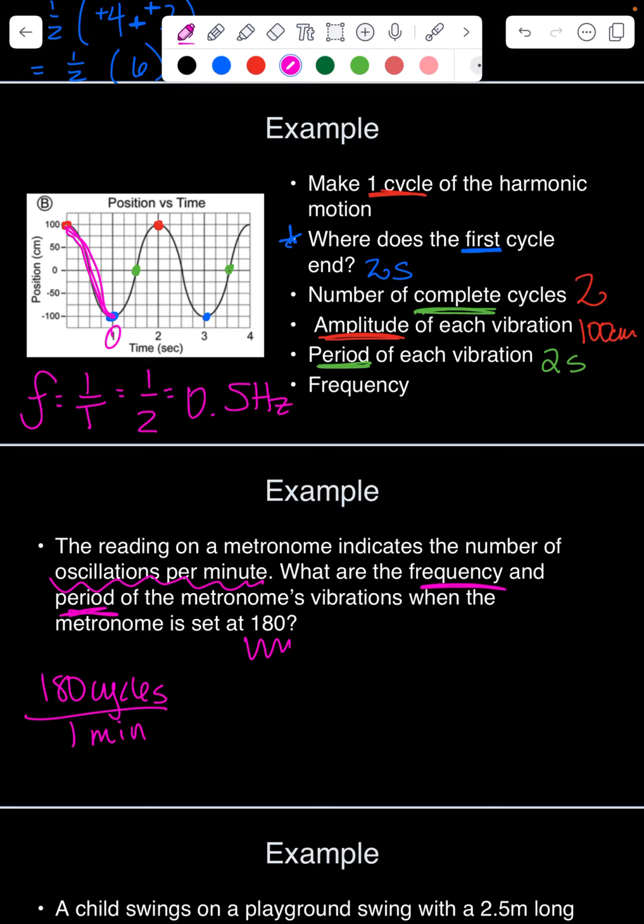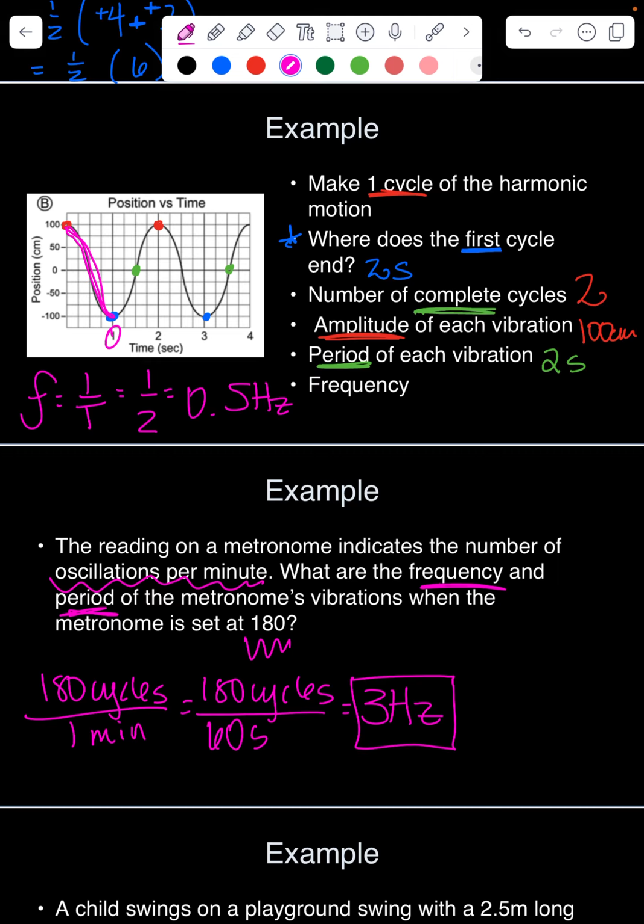But our units of time are not minutes, they are seconds. So we have to turn that into hertz, which is 1 over seconds. All we would do is divide that 180 cycles or oscillations or vibrations by 60 seconds. Whenever we divide 180 by 60, we get 3 hertz as our frequency. That means that 3 cycles occur every single second, or 3 waves or 3 oscillations occur every single second. So that's the frequency.